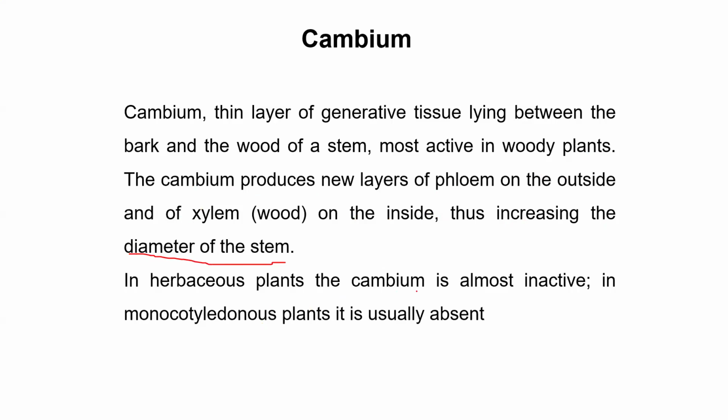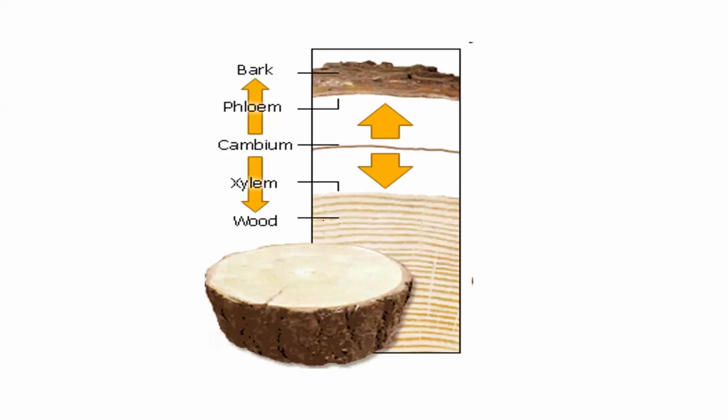In herbaceous plants, the cambium is almost inactive. In monocotyledon plants, it is usually absent. These points are important. Generally in dicots, the cambium is present, but in herbaceous dicots it is almost inactive, whereas in monocots the cambium is usually absent. The cambium produces xylem; the secondary xylem becomes wood, and the phloem becomes bark.